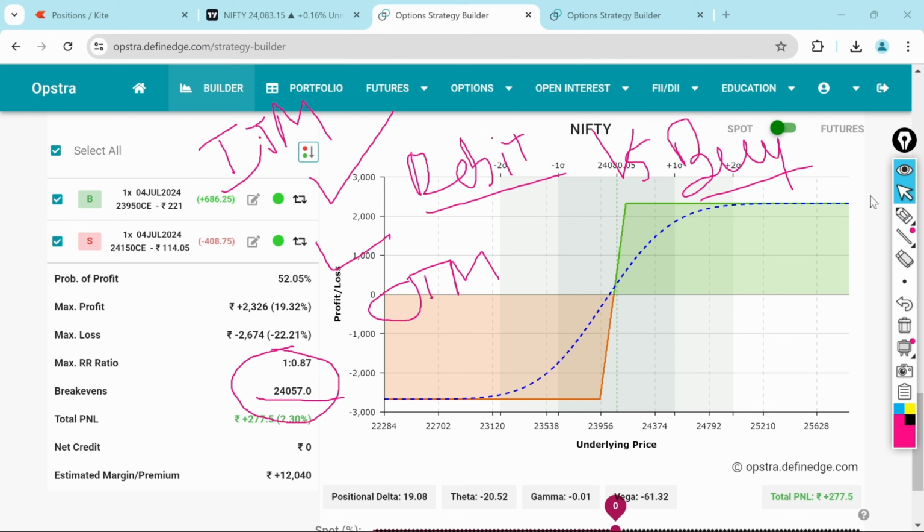You can watch it. Now let us create the debit spread using an at the money and out of the money option, and we will see the difference between this particular debit spread and the in the money and out of the money debit spread.